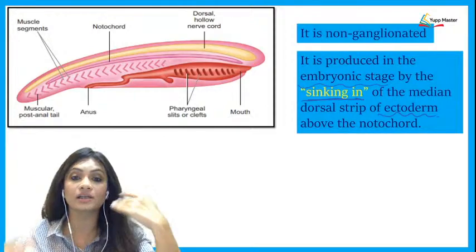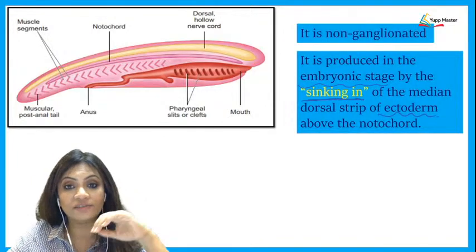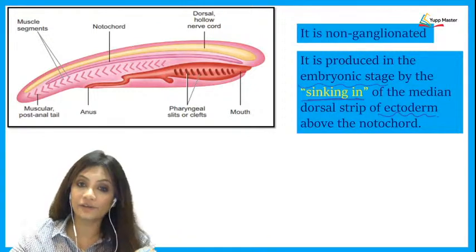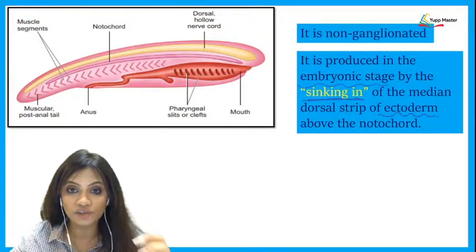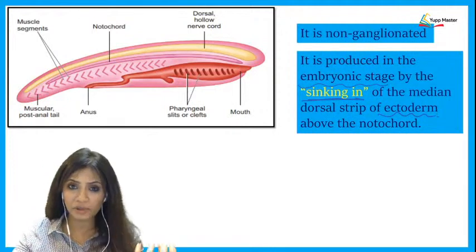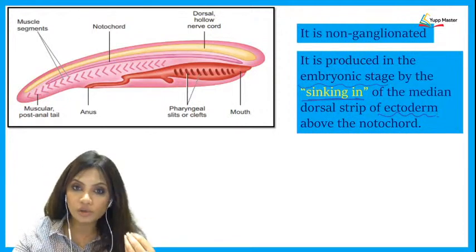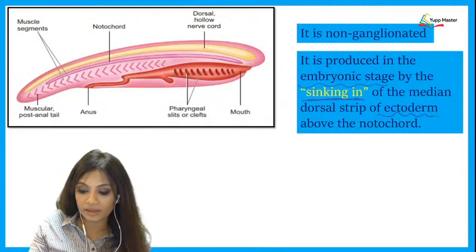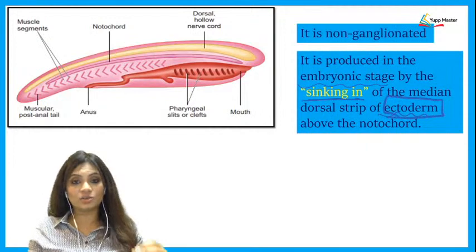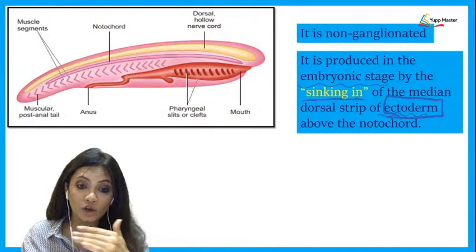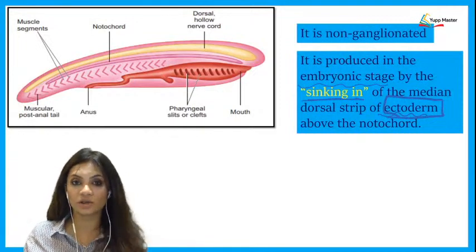This is the basic reason why, when we study the whole unit of nervous coordination, every part of the nervous system is strictly derived from the ectoderm. Look at this basic embryonic structure of the dorsal hollow nerve cord; that structure itself is derived from the ectoderm, and that is why each and every organ and gland of our nervous system is ectodermal in origin.